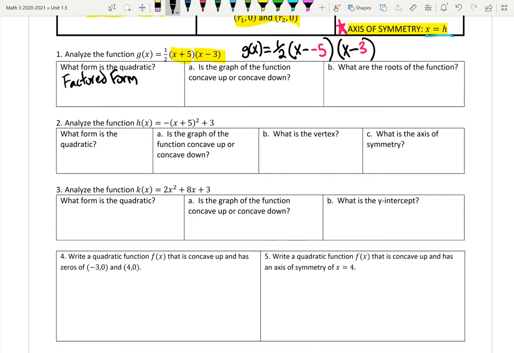Now, is the graph concave up or concave down? The number in front is positive, so it is going to be concave up. It is going to have a minimum. And since it's a half, I want to make it smaller. It's going to be compressed vertically.